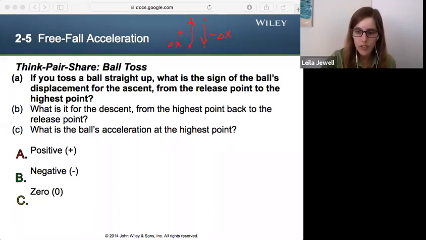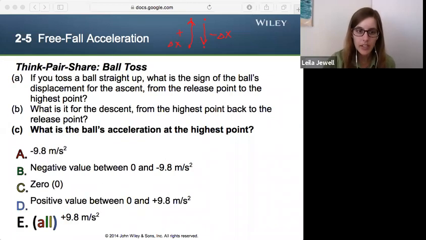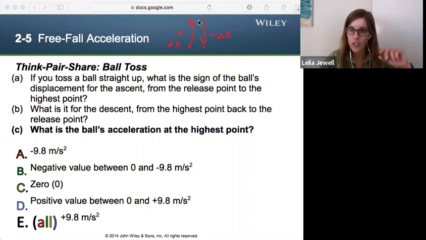The last question is looking at the ball's acceleration at the highest point. And this is where it gets really tricky, because at the highest point, the ball stops. It is neither moving up now, nor is it moving down. And so at this highest point, the velocity is briefly 0. So velocity is equal to 0 up there. Does that mean the acceleration must be 0?